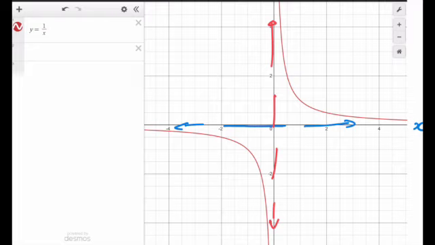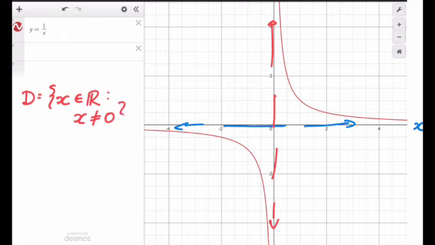So the domain and range are restricted by those asymptotes. The domain can be x values which are real, and we can see that from the graph. It can extend to negative infinity to positive infinity, but x can't equal 0. And the reason being is because we can't divide by 0 in the fraction where we have 1 over x. Likewise for the range, it's any y value which is a real number, such that y cannot equal 0.